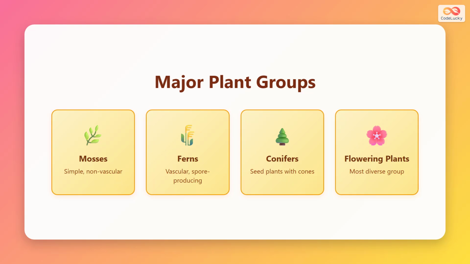The plant kingdom is incredibly diverse, containing 4 major groups. Mosses are simple, non-vascular plants that lack specialized tissues for transporting water and nutrients. Ferns are vascular plants that reproduce using spores rather than seeds. Conifers are seed plants that produce cones and include familiar trees like pines and spruces. Flowering plants are the most diverse group, producing flowers and fruits, and include everything from grasses to oak trees to roses.